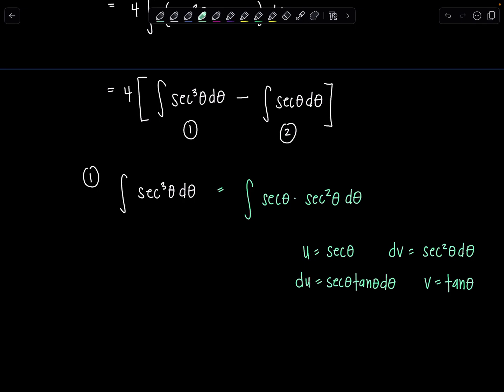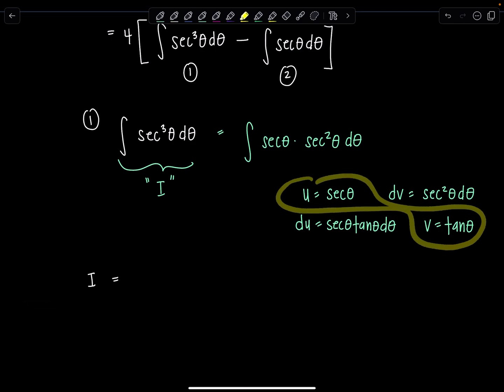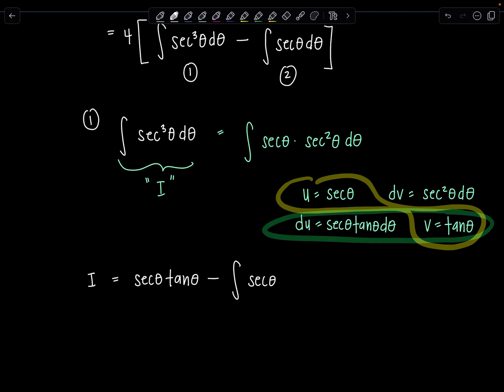Now, since I know this integral is going to boomerang, I'm going to refer to integral secant cubed theta d theta as I from here on out, okay? And I'm going to treat that like some quantity or some variable that I'm solving for. So now I have I is equal to u times v, which is secant theta tan theta, minus integral, what's next? Yes, v du. I'm just going to multiply it all out. So this is going to be secant theta tan squared theta d theta.